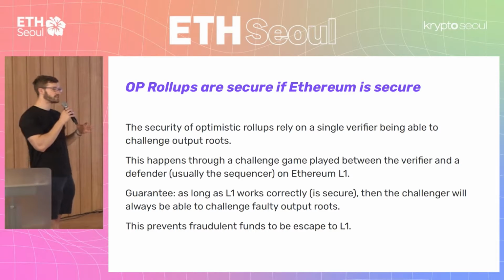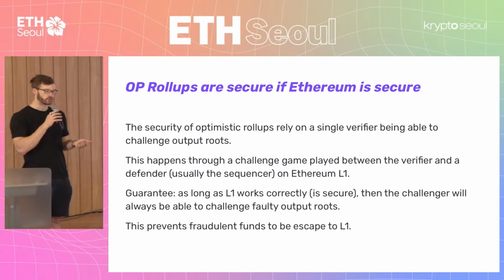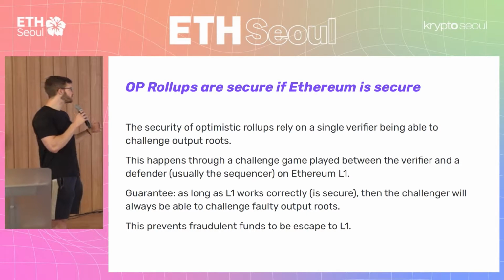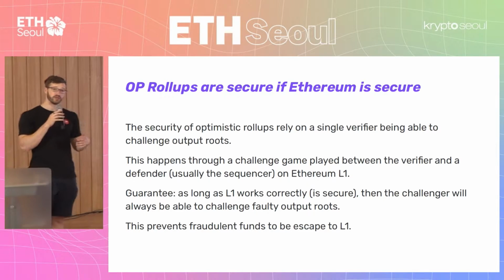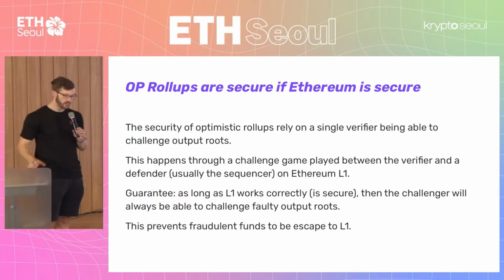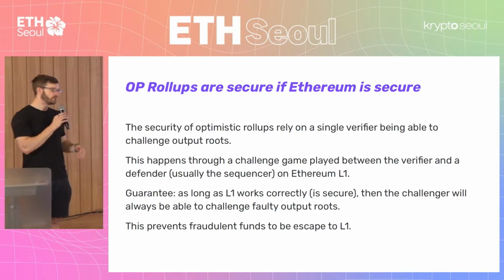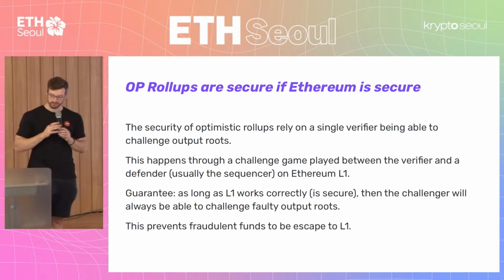So the guarantee is that as long as Ethereum itself is secure, then this process will work, and then the challenger will always be able to challenge the sequencer successfully, assuming he is indeed right and the sequencer misbehaved. And so given this property, it means that using the main bridge of Optimism, you will never be able to transfer stolen funds back to Ethereum.